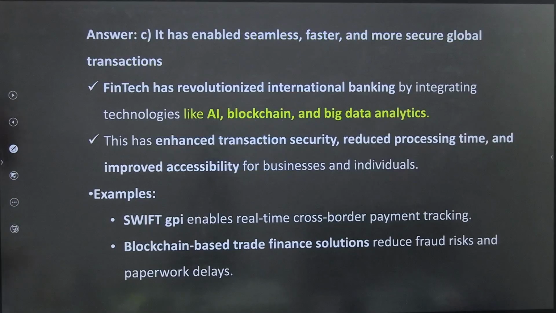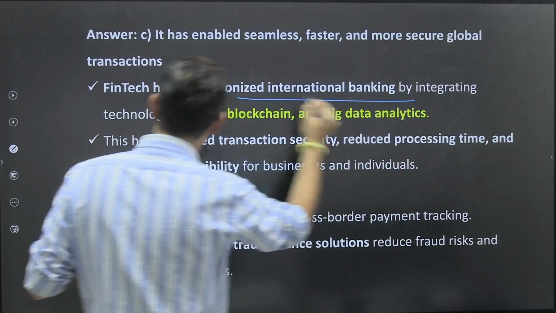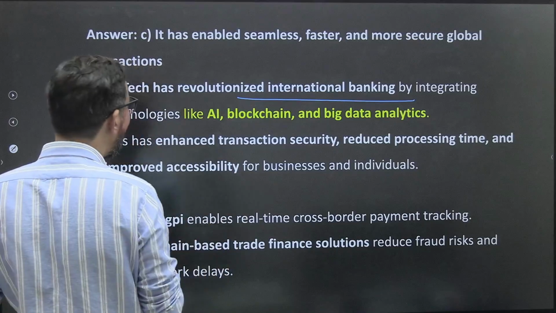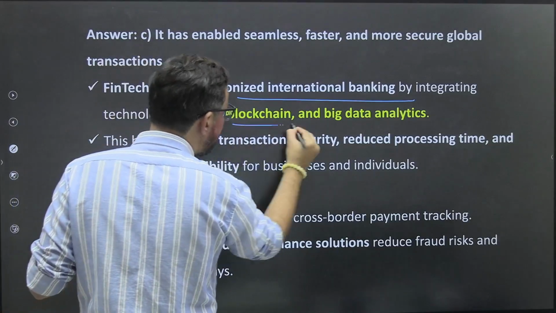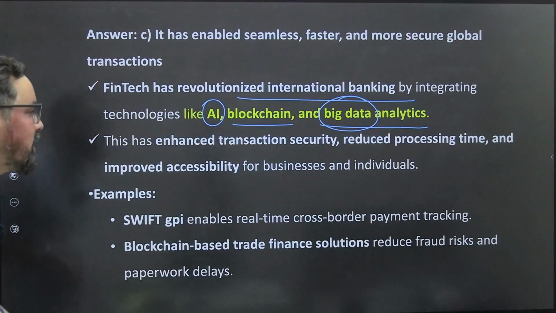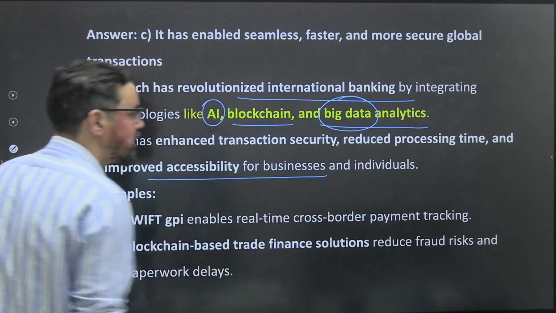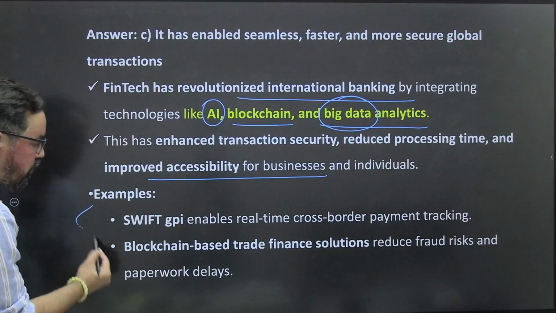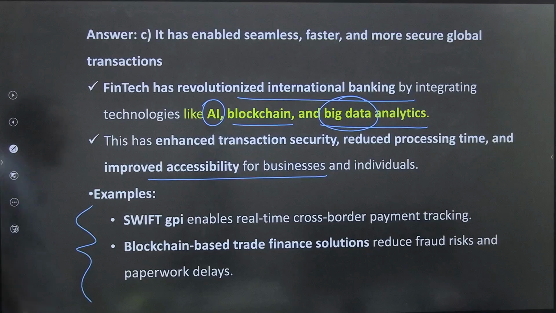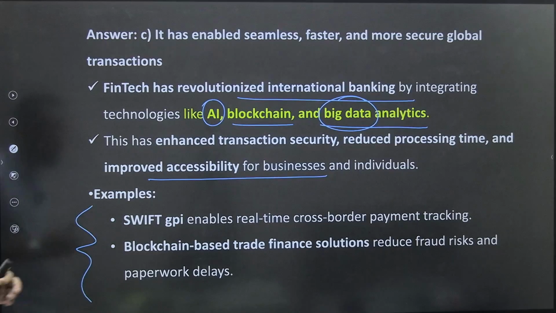C will be the right answer for this particular one, ठीक है। So fintech has revolutionized international banking by integrating technologies like artificial intelligence, आपका blockchain, big data analytics and all, ठीक है। So this has enhanced transaction security, reduced processing time and improved accessibility for businesses and individuals. Like Swift GPI enables real-time cross-border payment tracking, ठीक है। Blockchain-based trade finance solutions reduce fraud risk and paperwork delays also, ठीक है। These are some examples which support this particular statement.